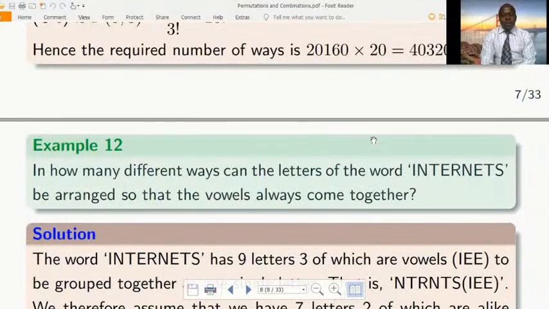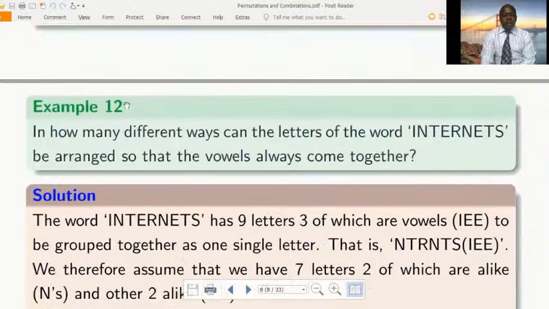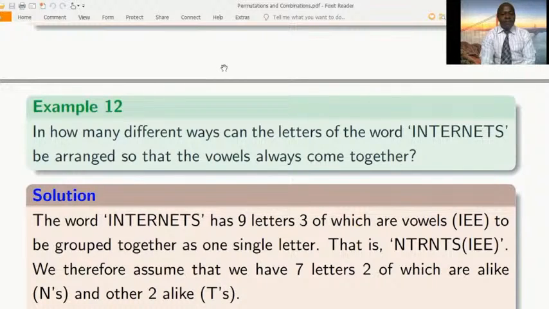Now let's look at this other question. And the question is, in how many ways can the letters of the word internet be arranged so that the vowels always come together? So this question is just to emphasize example 11, which we did. So we'll be doing it in the same way. The word internet has which vowels? It has I, it has E, and then E. Those are the only vowels. So we'll consider these vowels as one letter.